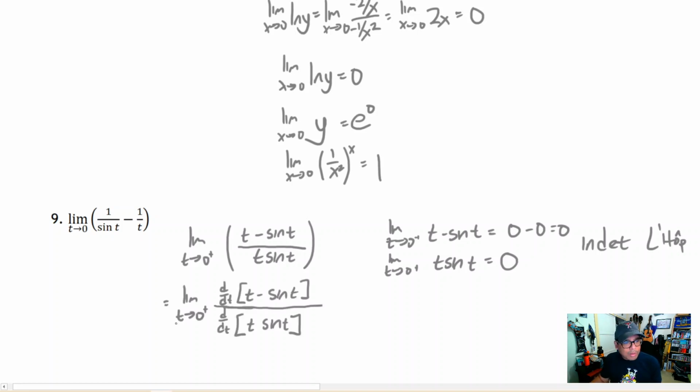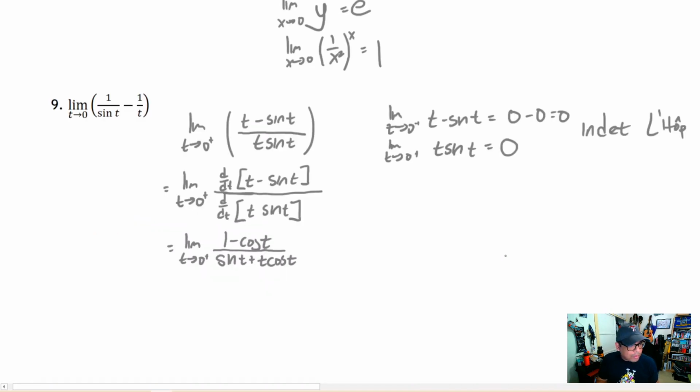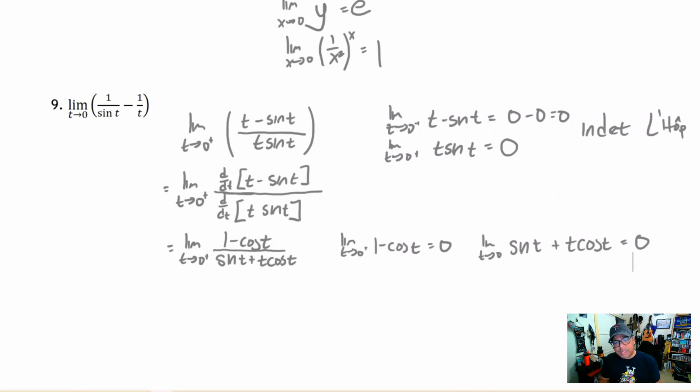So we're going to take the derivative of the numerator and the denominator separately. Our derivatives are 1 minus cosine t over sine t plus t cosine t. We'll check for indeterminate again. So the limit as t approaches 0 of 1 minus cosine t is 0. And as t approaches 0, sine t plus t cosine t is also equal to 0. So we've got another indeterminate form. So we'll use L'Hopital's rule again.